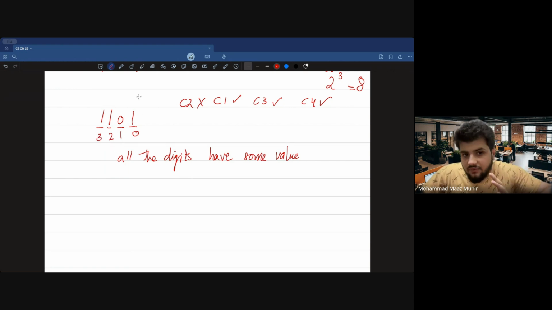Now we need to find the value of the 0th position. To find that, I gave you all the formula, which is base raised to the power of position.